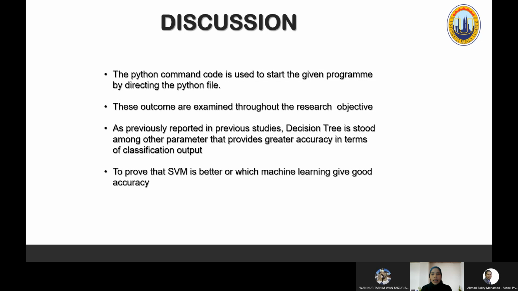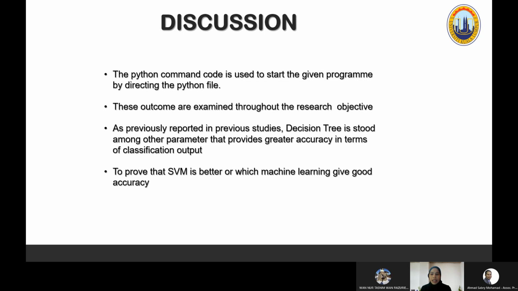As previously reported in a previous study, the decision tree stood out among the other parameters as providing greater accuracy in terms of classification output. Although SVM had the lowest accuracy, the researcher used its polynomial kernel, constructed by taking the polynomial kernel function of C2. So he just took the polynomial kernel at C2 only.